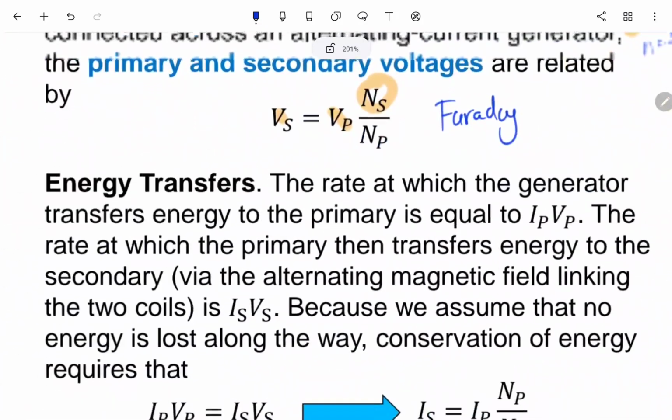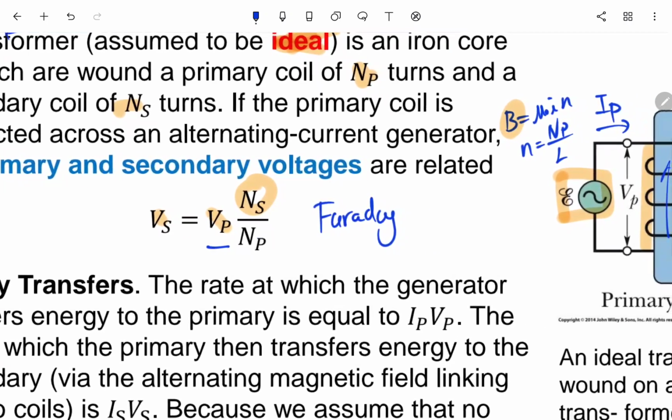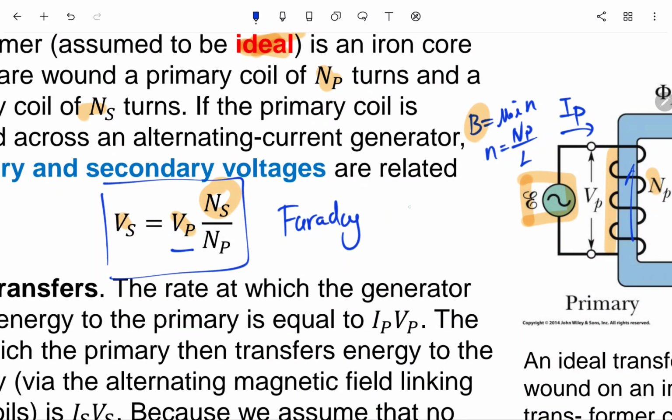So the idea here is like Vs is of course proportional to this Vp, and also proportional to Ns and inversely proportional to Np. So we have an equation like this, or you can write it as Vs over Vp equals Ns over Np.